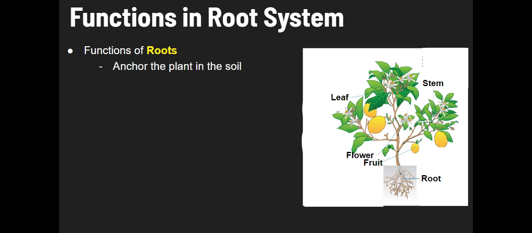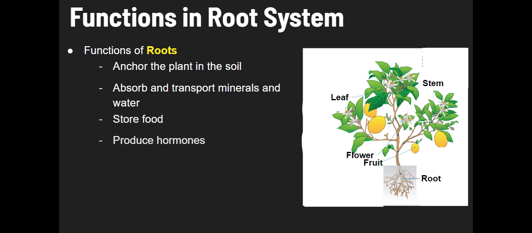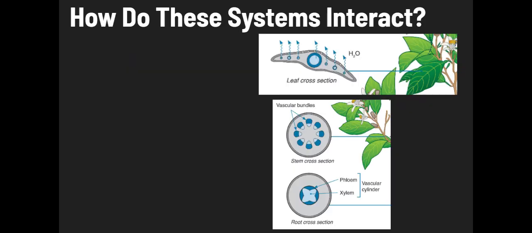Now let's talk about functions in the root system. The roots anchor the plant in the soil, absorb and transport minerals and water, store food, and produce hormones. They also produce new tissue for anchorage and absorption in the plant.